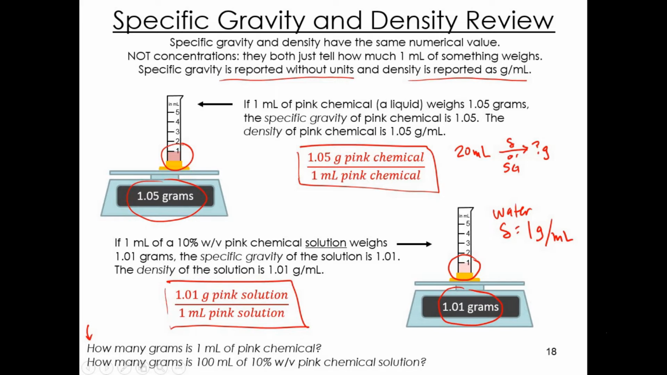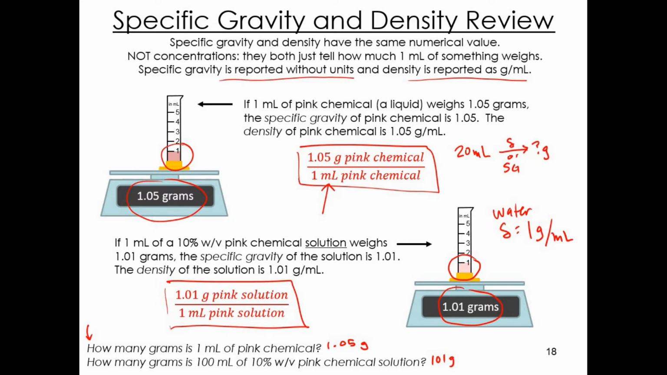Okay, the answer to the first question is 1.05 grams. You should be able to see this by just looking at the density value for pink chemical. It shows that there are 1.05 grams per 1 milliliter. The answer to the second question is 101 grams.